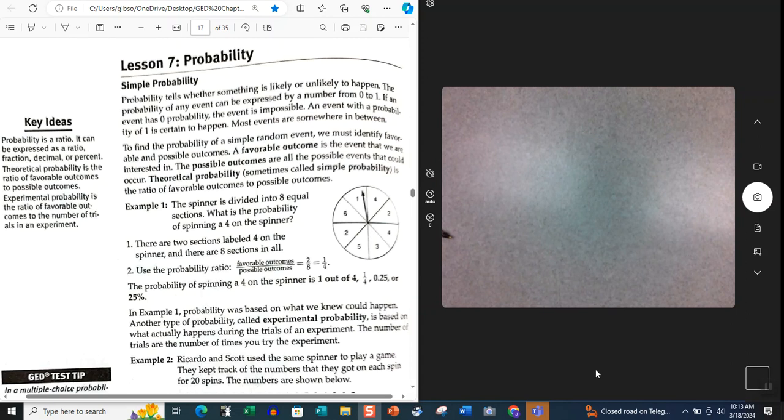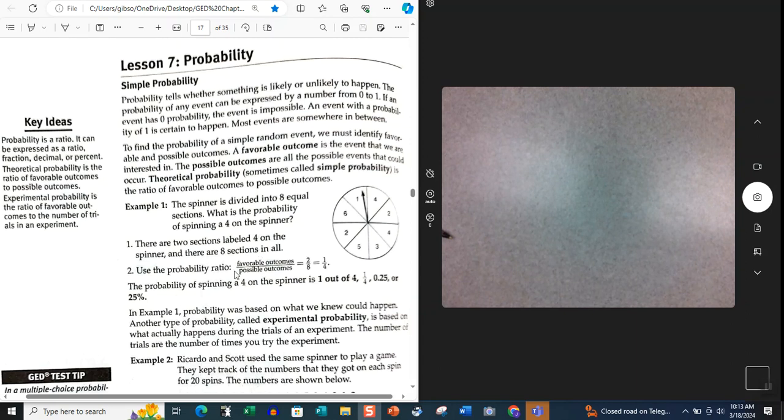The spinner is divided into 8 equal sections. What is the probability of spinning a 4 on the spinner? Now, if you notice here, we have 1 one, 2 twos, and we had 2 fours here. So it's 8 spaces that this pointer can go. It says there are 2 sections labeled 4 on the spinner. There are 8 sections in all.